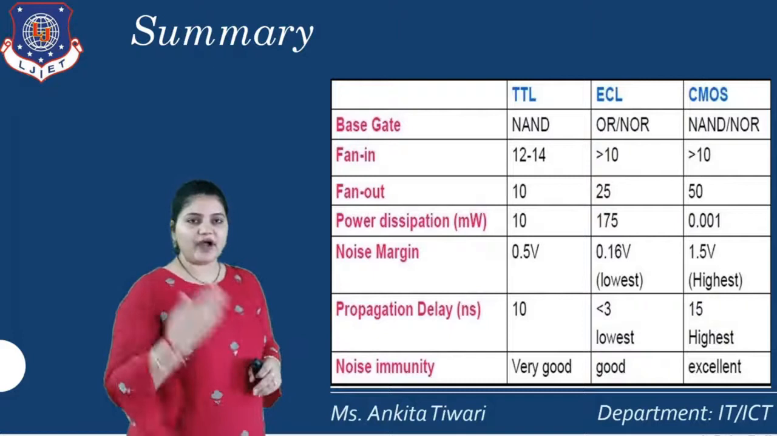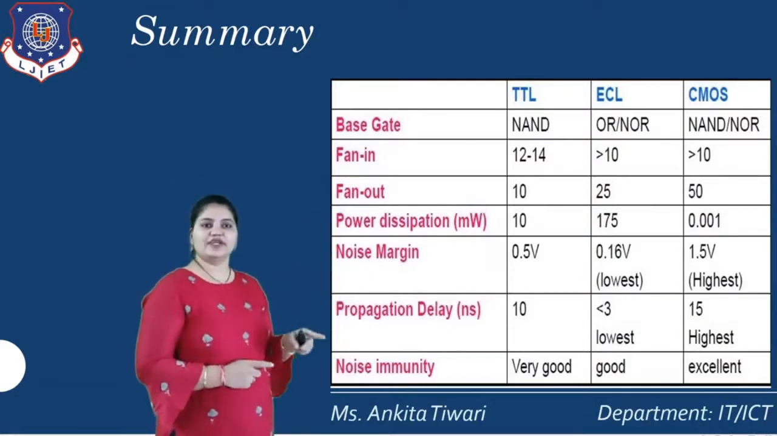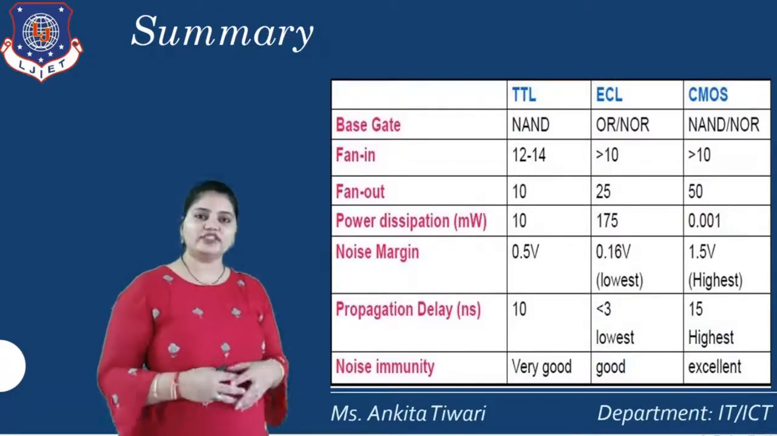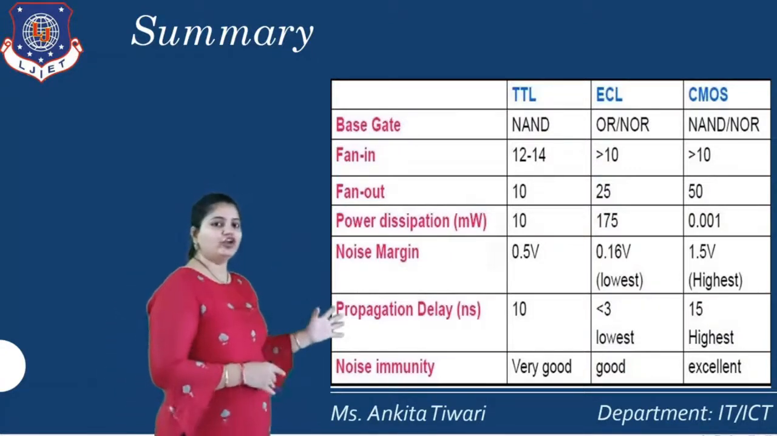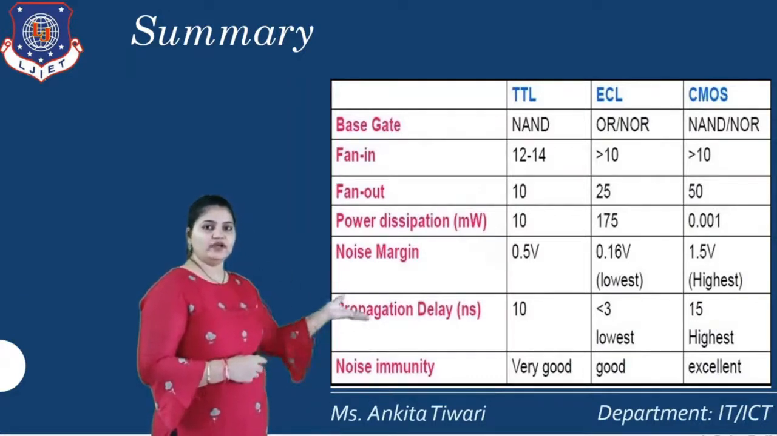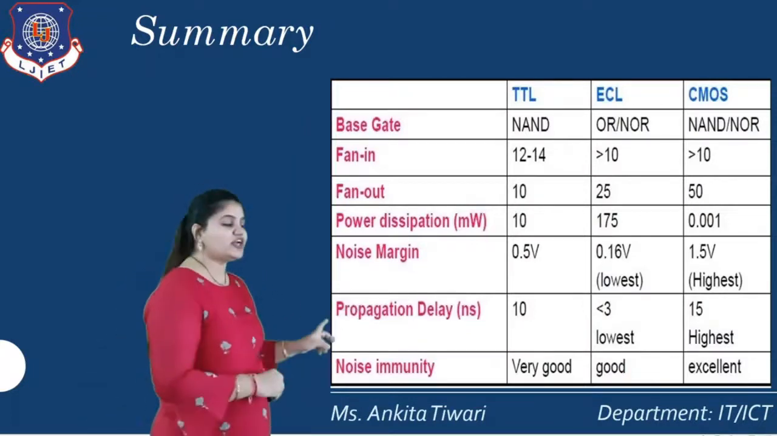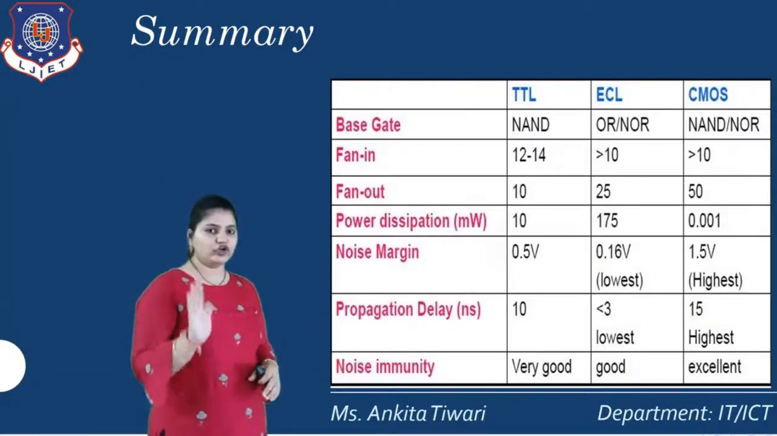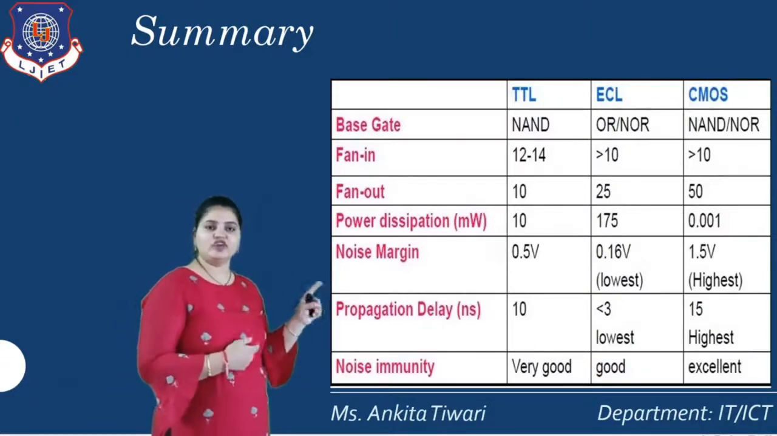Now the power dissipation in milliwatt is, in TTL 10, in ECL 175, in CMOS 0.001. Whenever we have a choice of logic family to use, we need to have this chart in order to set our requirements and match our values with the components that we need in order to design the circuit. So this chart is a very important chart. We need to have it and know it very well in order to design any circuit. Now after power dissipation we have noise margin.